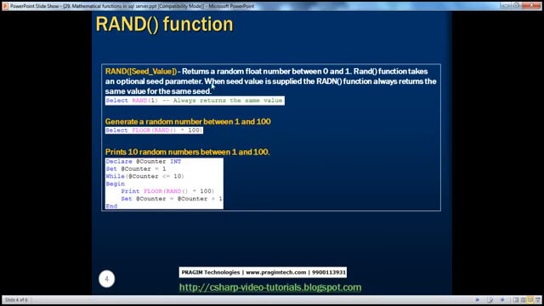Okay, so that's about the rand function. Remember, the rand function returns a random float number between 0 and 1. It takes an optional seed parameter. When the seed value is supplied, the rand function always returns the same value for the same seed. If you want to generate a random number between 1 and 100, we have seen how to do that, and we also have seen how to print 10 random numbers between 1 and 100.